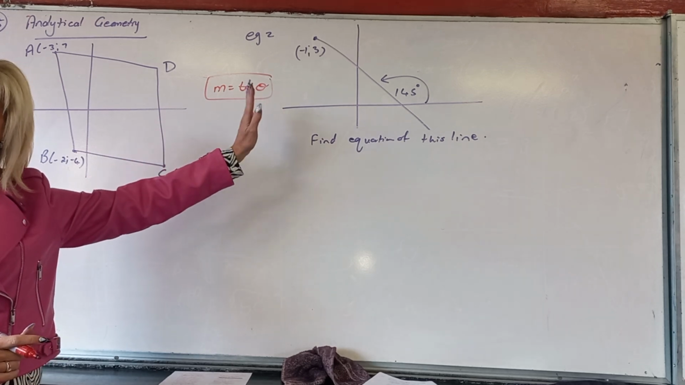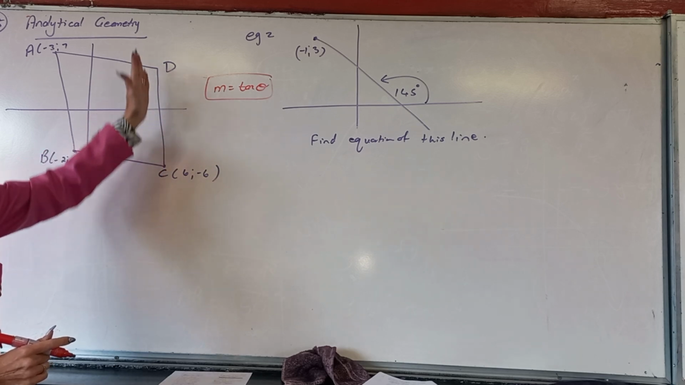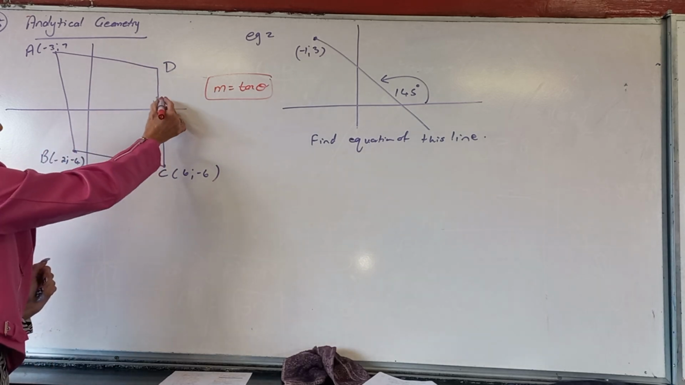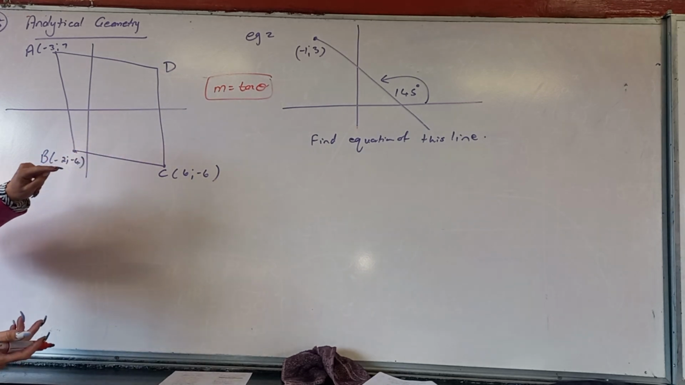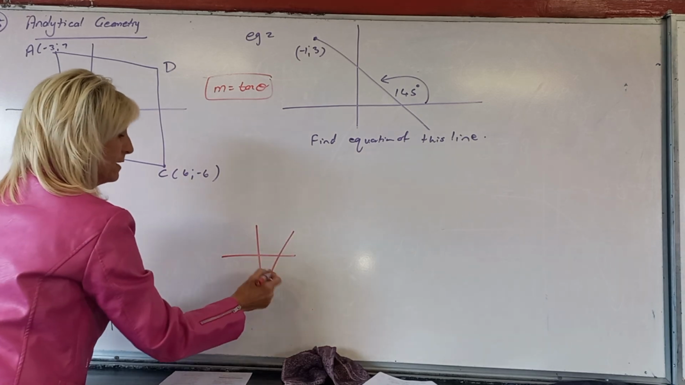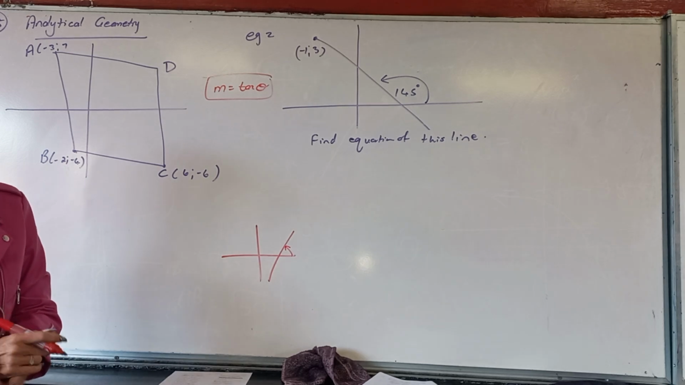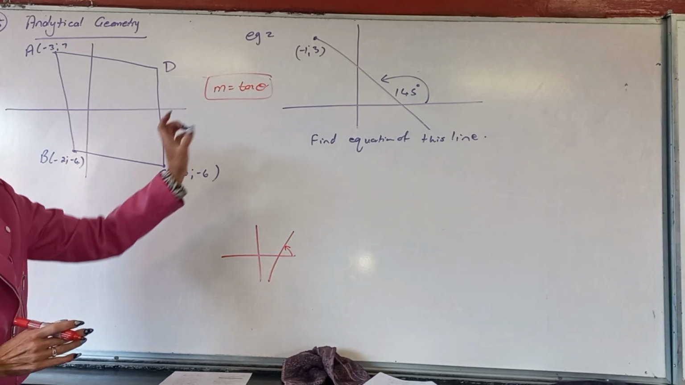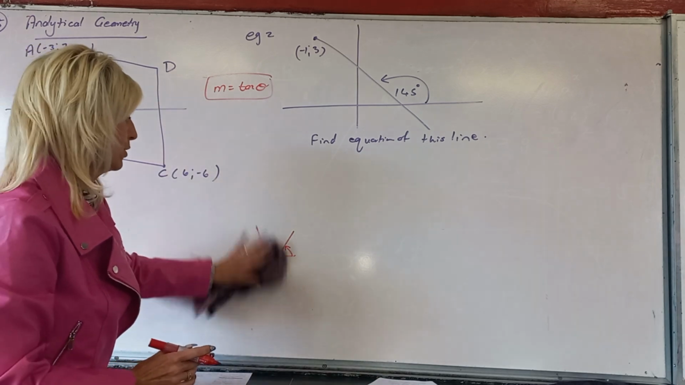And the only way that the inclination can work is either I've got a negative gradient and the inclination is going to be an obtuse angle, or I've got a positive gradient, which is not on the board. However, that will then mean it's going to be an acute angle. But you need the gradient. Gradient gives you the inclination. Alright, so that's the new word.